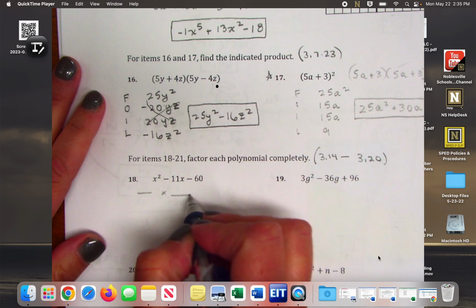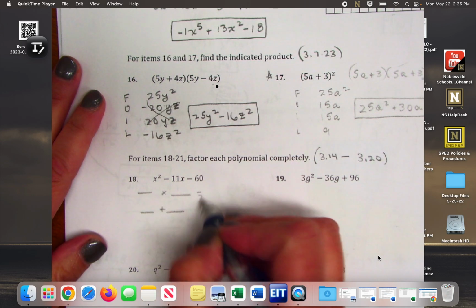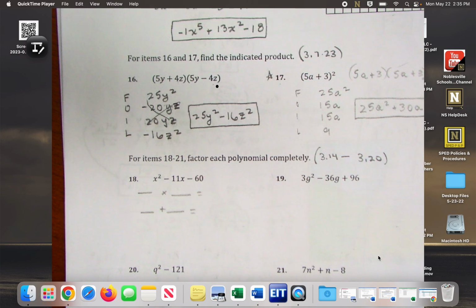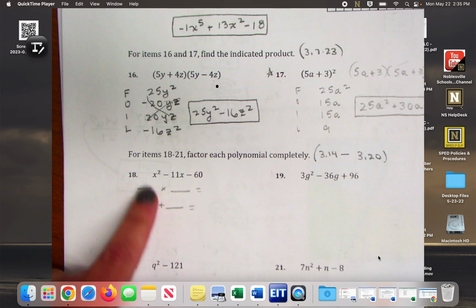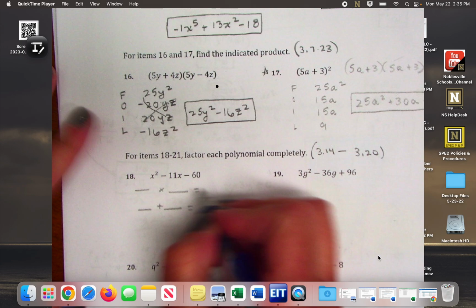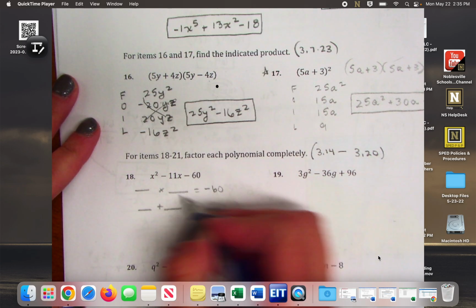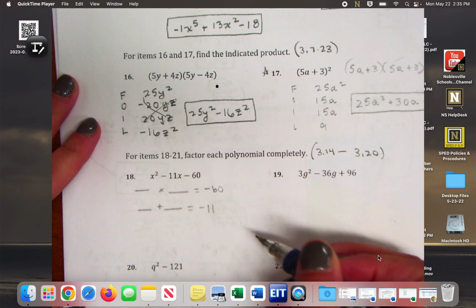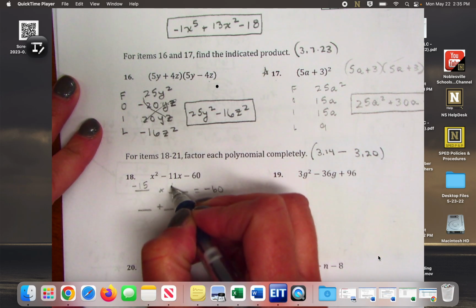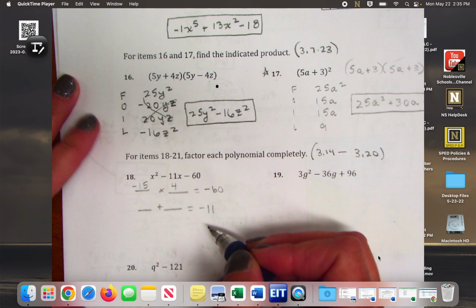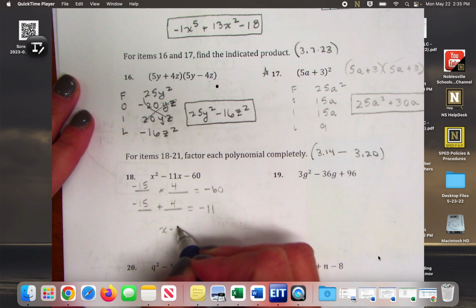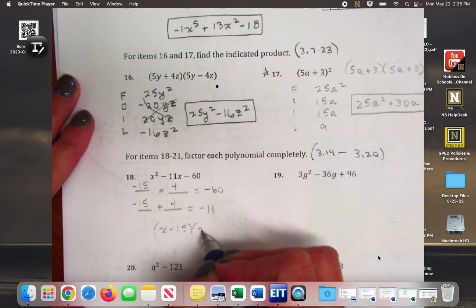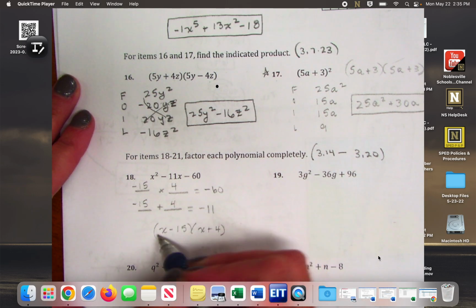So what times what? What plus what? Guys, I want to get through this, and I can't if you're all talking at the same time. Okay? So because there's no coefficient here, I can use this strategy. Remember, the times is equal to the C value, and the addition is equal to the B value. So you should have negative 15 and positive 4, and that's what works for both of them. So you get x minus 15 times x plus 4, and that's your answer.